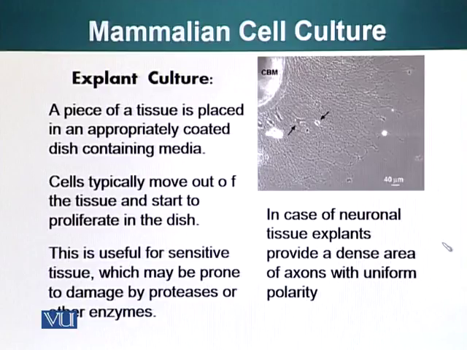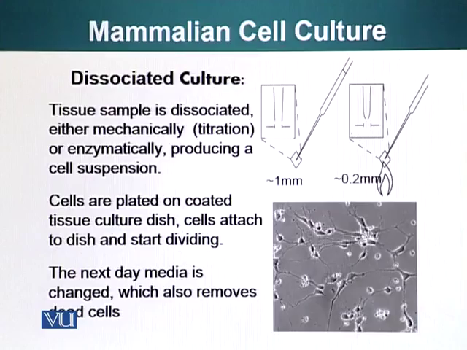So if someone is interested in studying axons, they'll place a piece of neuronal tissue, a cell body mass, for example, and the cells will extend axons out. If it is a non-neuronal tissue, cells will generally crawl out of the explant and start covering the dish. So let's talk about dissociated cultures. A tissue sample is dissociated either mechanically through trituration or enzymatically, generally a combination of both, producing a cell suspension.